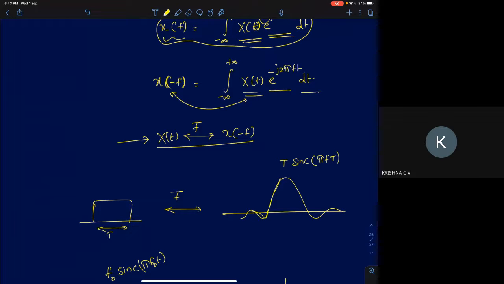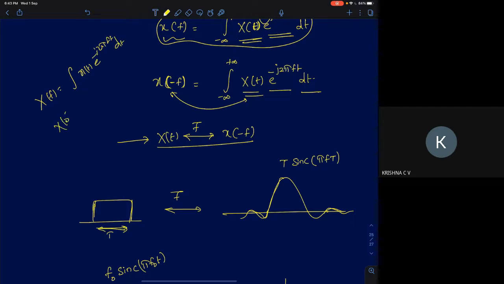One such example is the sinc and a pulse function. If you take a pulse function of duration t seconds, I said that the Fourier transform will be a sinc function. Okay, the Fourier transform will be a sinc function. I have discussed Fourier transforms so far. X of f is given by integral x of t into e power minus j 2 pi f t dt.